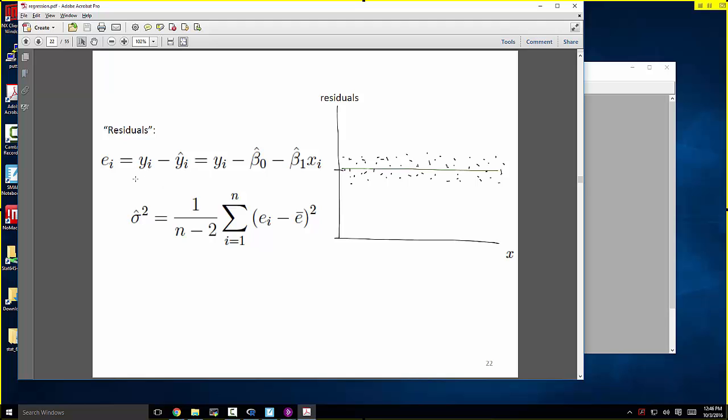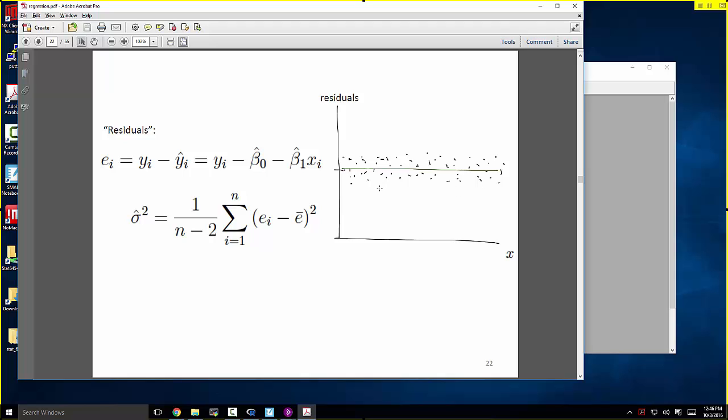So what if we take the difference between observed and predicted, and call those residuals? Here's a picture of what it might look like. X, again, is on the horizontal axis. Now it's residuals on the y-axis. These residuals will be jumping around 0, by construction.